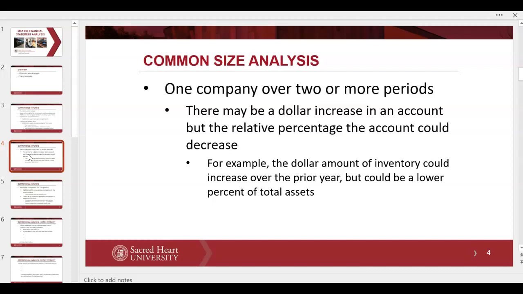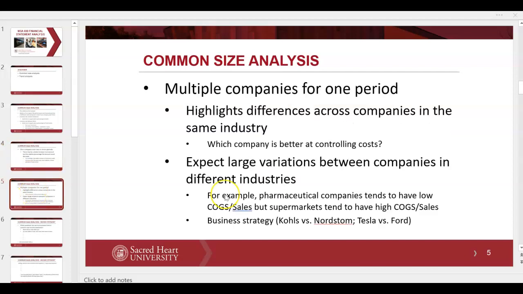For example, the dollar amount of inventory could increase over the prior year, but what we could see is that inventory amount becomes a smaller percentage of assets because it depends on how all those other asset accounts change. And that's one of the reasons why the common size analysis is important, in addition to just looking at the total dollar values on a balance sheet or income statement.